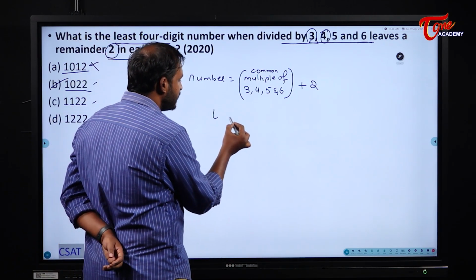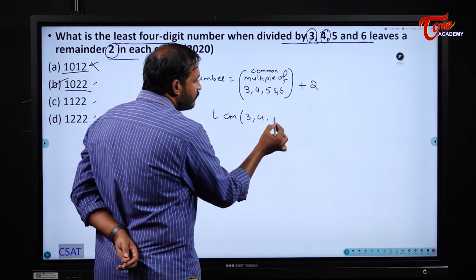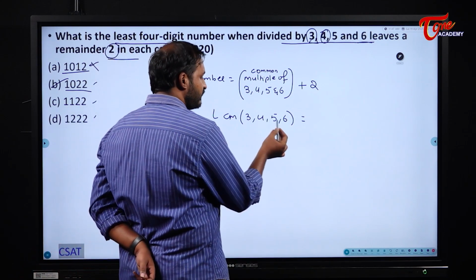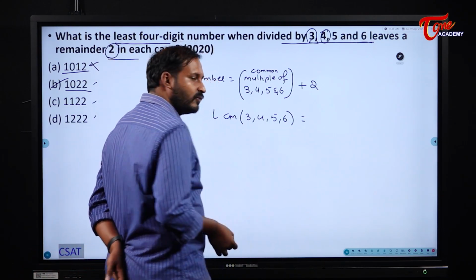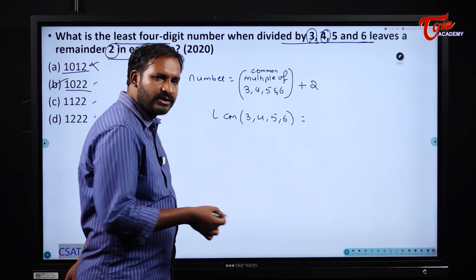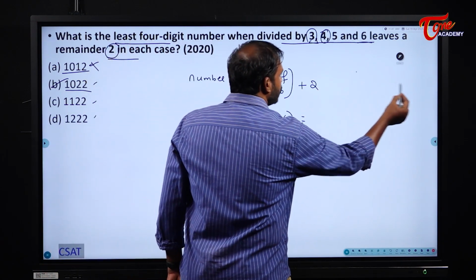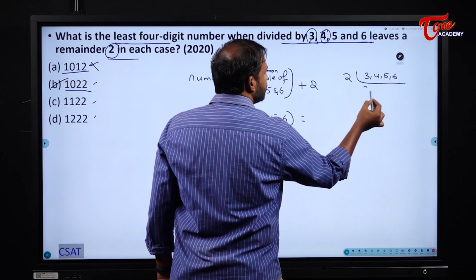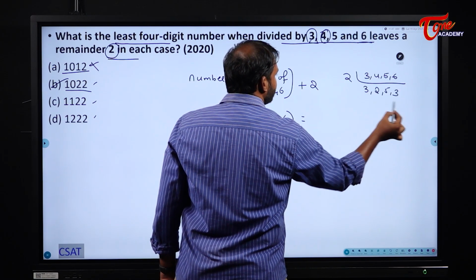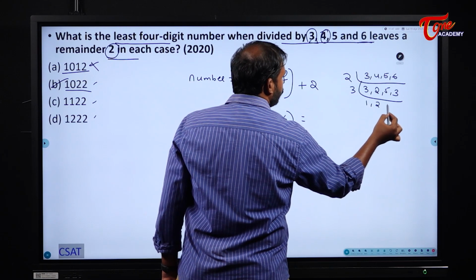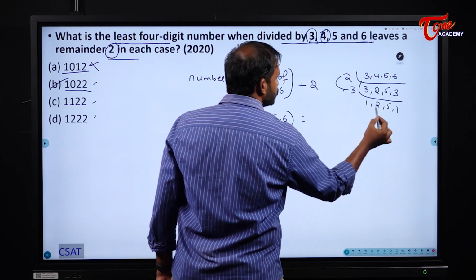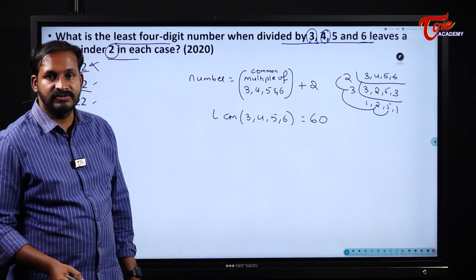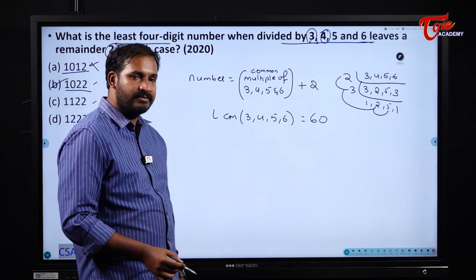LCM of 3, 4, 5 and 6. Solve it, students. 3 and 5 are anyway prime numbers. What is the LCM of 4 and 6? 12. Like that you can do, or else do it in a general process. Don't get confused. If you know it, well and good. If not, no problem. 2 table: 3, 2, 5 and 3. Next 3 table: 1, 2, 5 and 1. 2 threes are 6, 6 twos are 12, 12 fives are 60. So the LCM is 60. Understood?